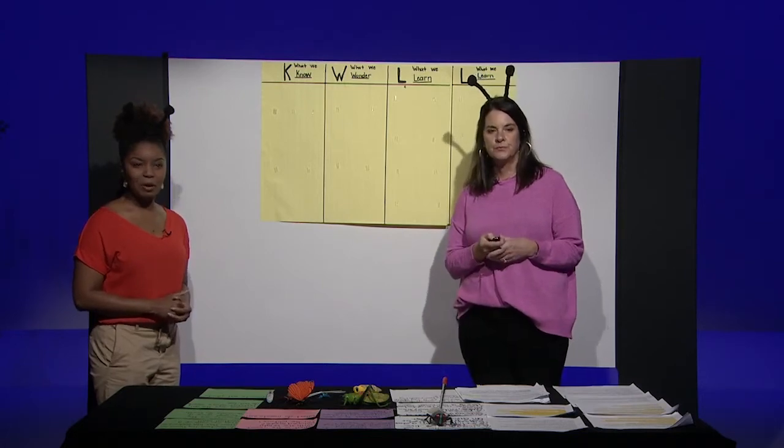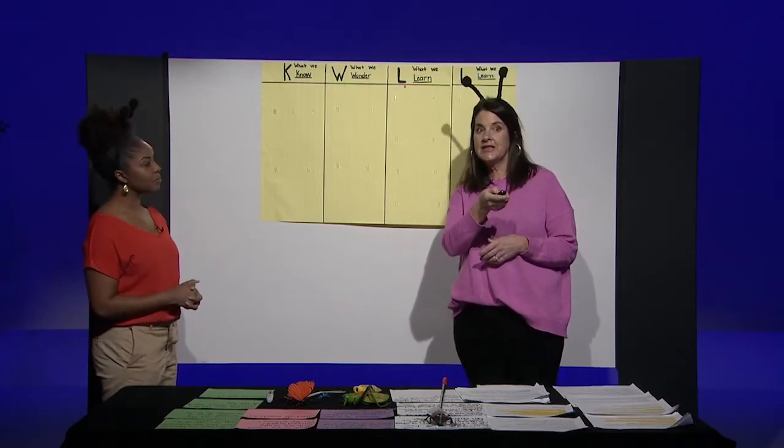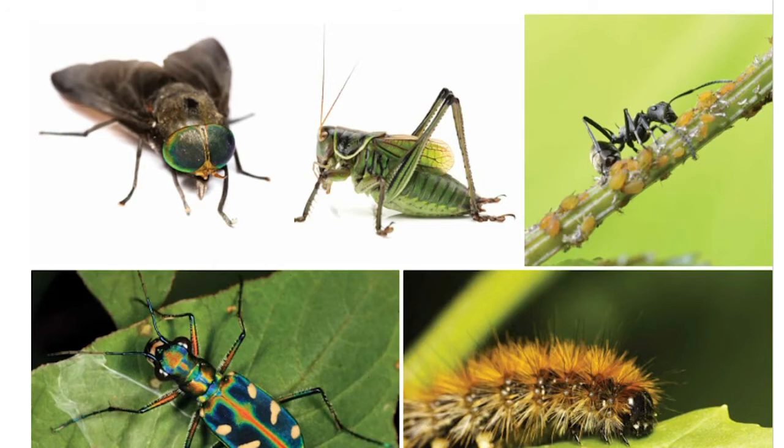What do I know about insects? Let's look at this picture and see if it helps you any. Do you recognize any of those insects? I think I do. I see an ant. That is an ant. You are correct. Do any of these insects live where you live? Yes, ants and grasshoppers. There's a fly too. All of those live in my area. They all live in my area too.